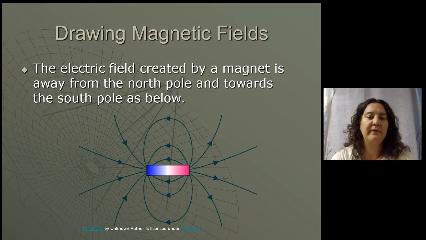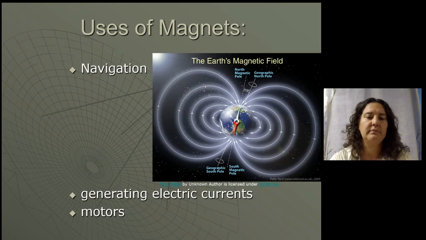When we draw a magnetic field that is created by a magnet, we draw away from the North Pole and towards the South Pole. So our field goes out of the north and into the south. And we use magnets for navigation in the form of compasses, to generate electric currents, and in motors.